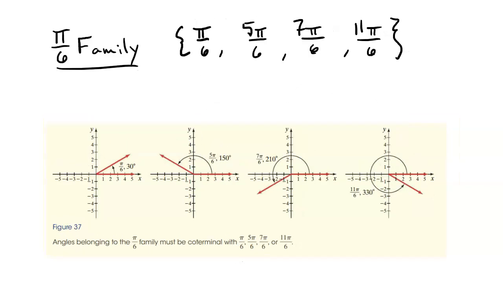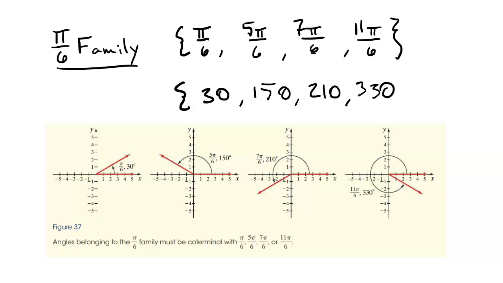Our last family is going to be the pi over 6 family, whose members are pi over 6, 5 pi over 6, 7 pi over 6, and 11 pi over 6. And again, I can write these out for you. The degree measures of these are going to be 30, 150, 210, and 330. So now that we've defined all of these families of angles, let's go through an example and try to see if we can tell what family a random angle belongs to.